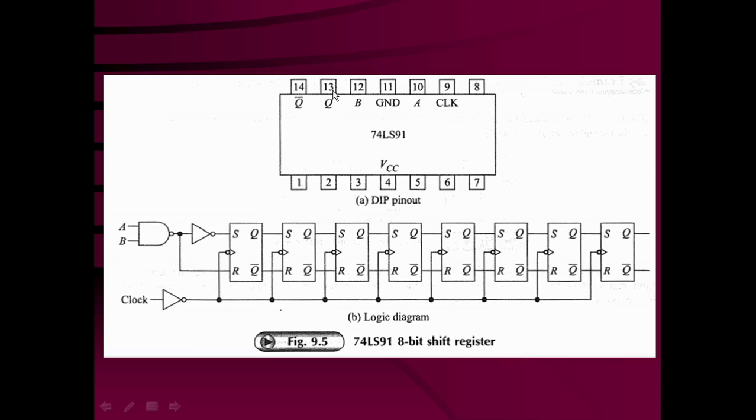There are 2 outputs, Q and Q bar: the true side of the last flip flop, and the complement side, Q bar, is also available. Pin number 13 is the Q output and pin number 14 is the Q bar output. Clock is given to pin number 9, prior to this inverter. Whatever clock pulse is there is inverted and made available to the flip flops. All these RS flip flops are negative edge triggered flip flops.